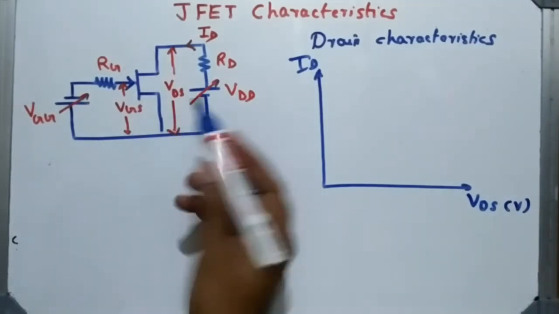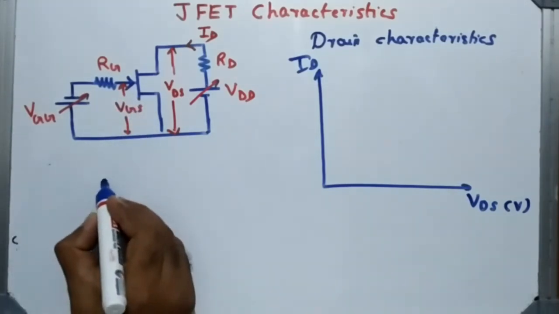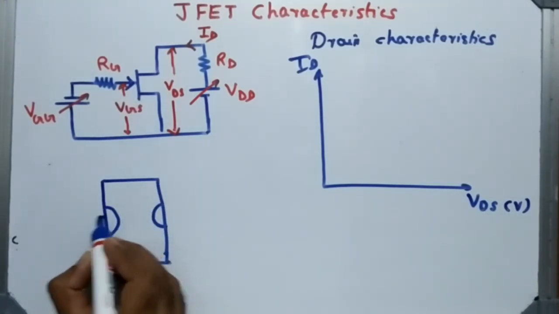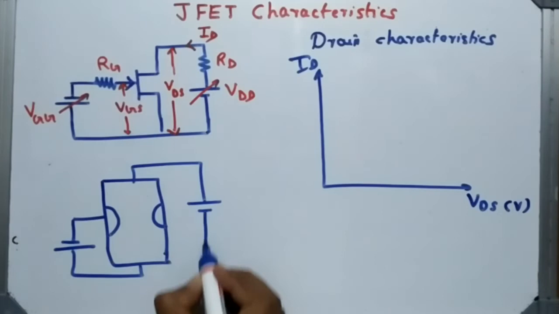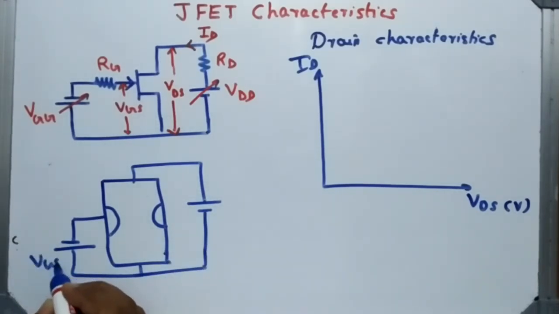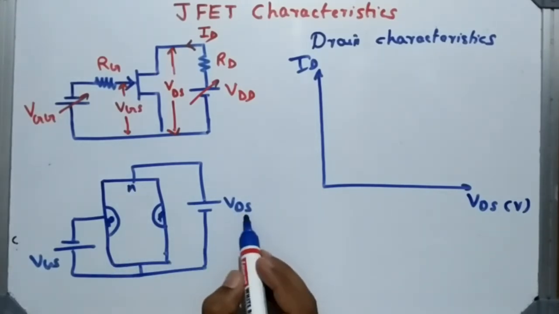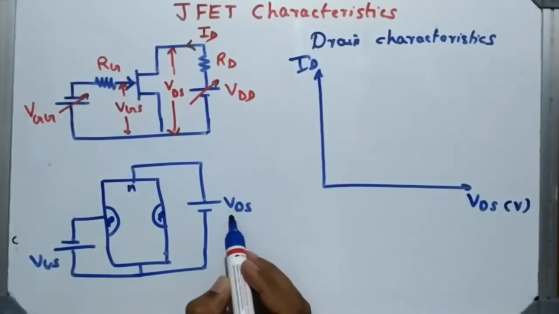Now, by keeping VGS constant, you keep this constant. So again I'll draw the structure of a JFET. This junction is reverse biased and here you are applying the voltage. Now you are maintaining VGS constant and you are varying VDS, and the corresponding ID is noted down. Let us say now VGS is 0. So this is the structure. Now you slowly increase VDS.